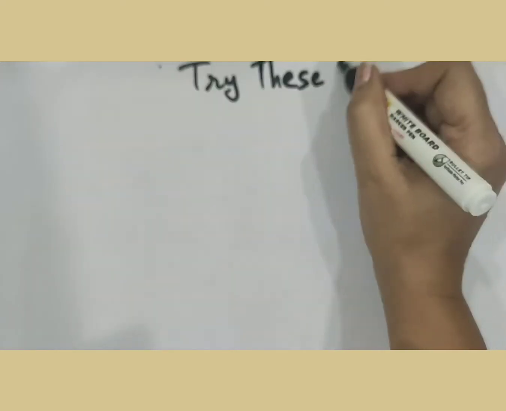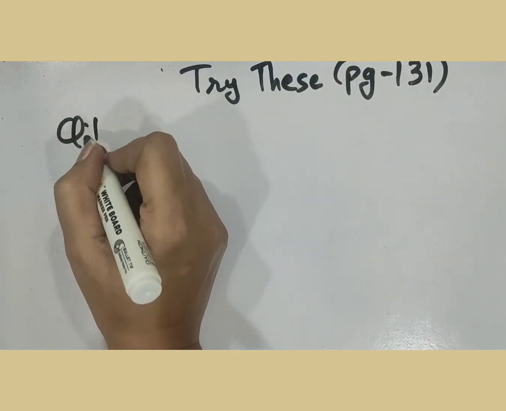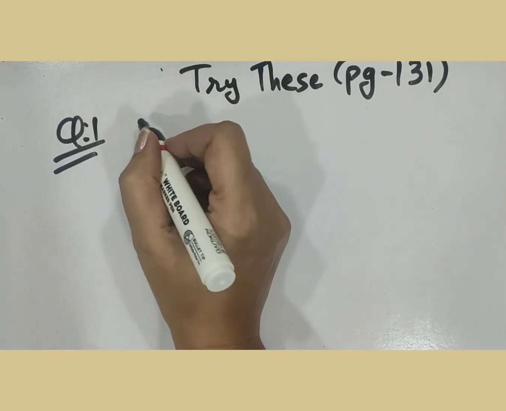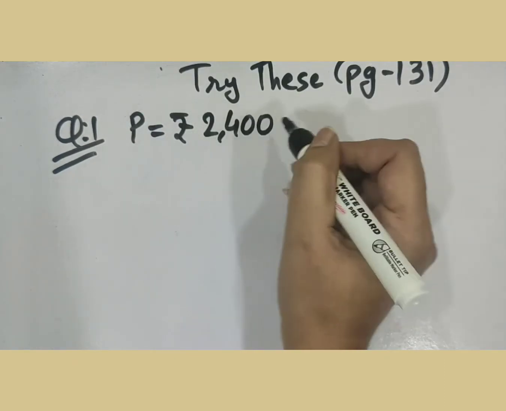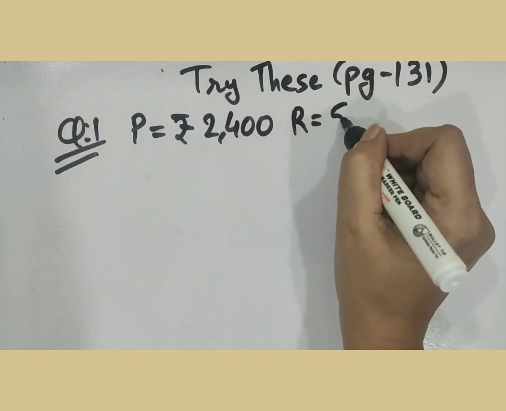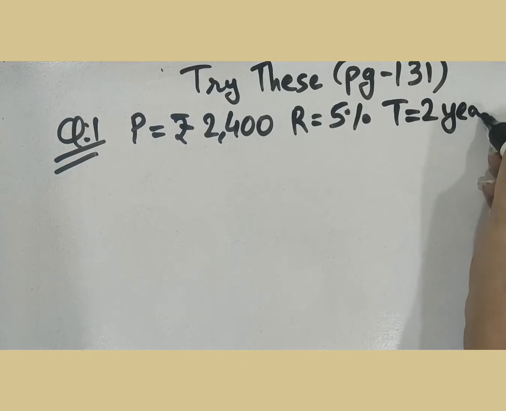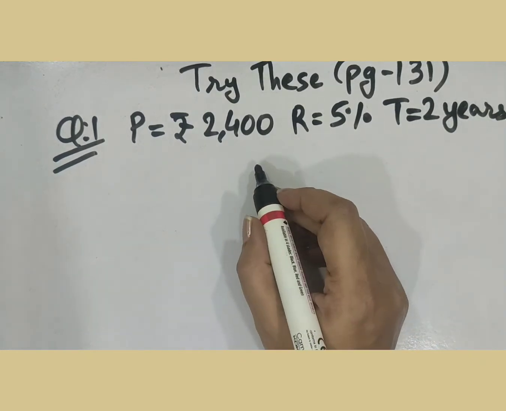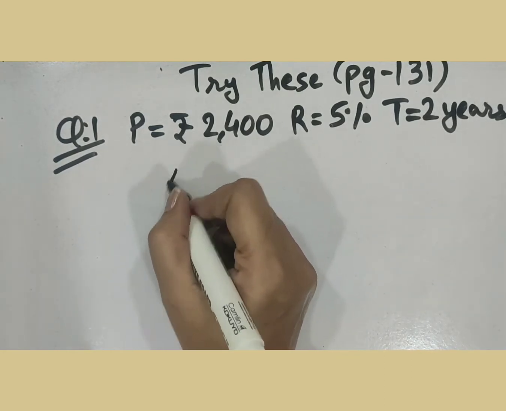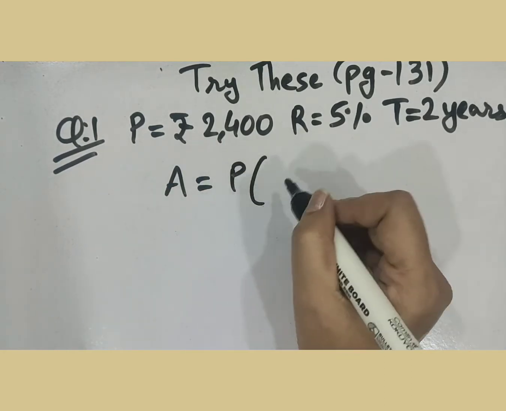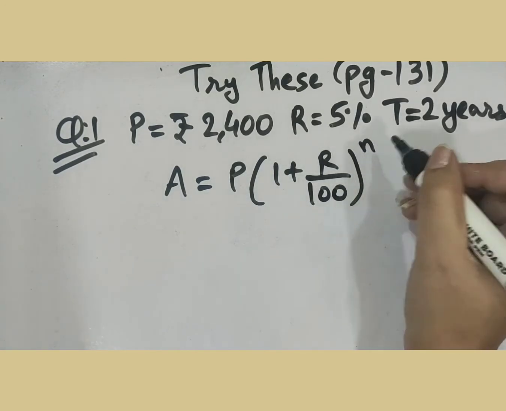Try this exercise on page number 131. Question number 1. First, write the details. Our principal is rupees 2400. Rate is 5% and time is 2 years. Now here it is compounded annually, so we can use the generalized formula: A is equal to P into 1 plus R upon 100 whole raised to N.